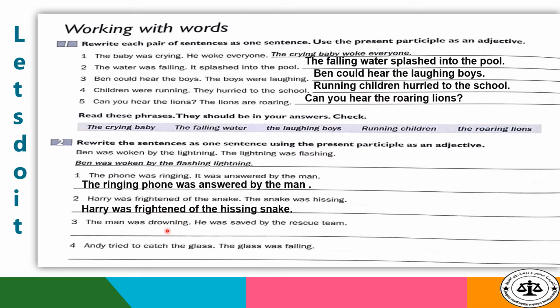The man was drowning. He was saved by the rescue team. The answer is the drowning man was saved by the rescue team. The last one. Andy tried to catch the glass. The glass was falling. Andy tried to catch the falling glass.